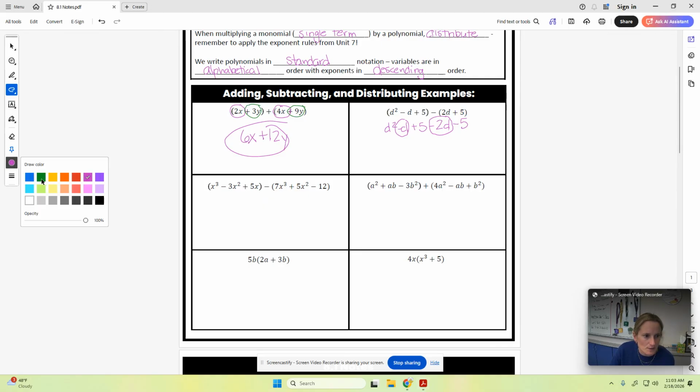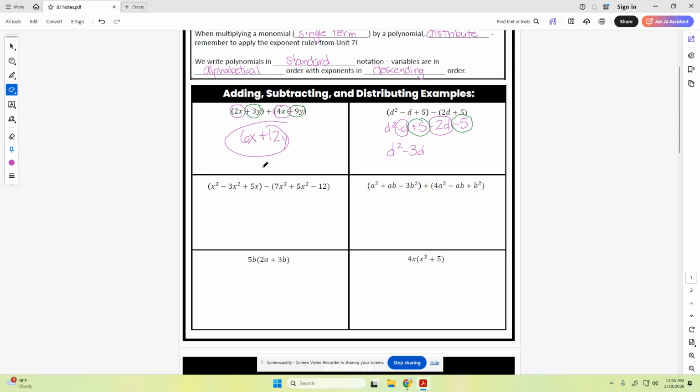My other like terms are my constants, so this positive 5 and this negative 5. So those are the other things I'm going to be able to combine. So the d squared didn't have a like term, it stays by itself. Negative d minus 2d, so negative 1 minus 2 is negative 3d, and 5 minus 5 is 0. So I don't need to write plus 0, that doesn't change anything, so I'm going to leave that right there.